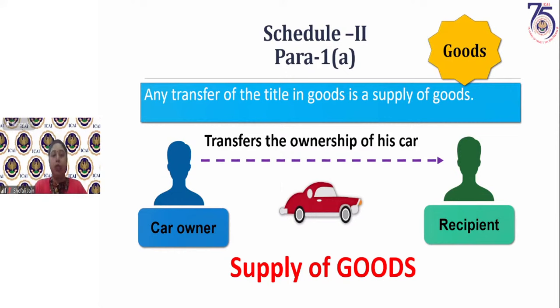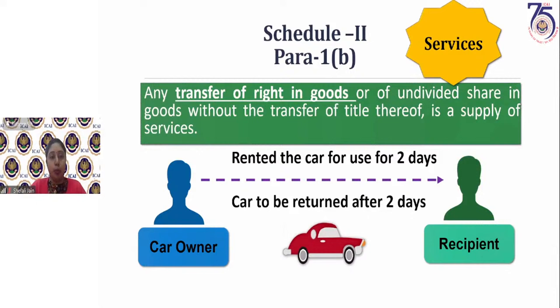Then we have para 1B. Para 1 clause B says any transfer of right in the goods. Now here we are not talking about title. We are not transferring the title actually. So if only the right in goods, or right of undivided share in goods, is transferred without any transfer of the title thereof, that means ownership has not transferred, only the right to use the goods has been transferred, then that is a supply of services.